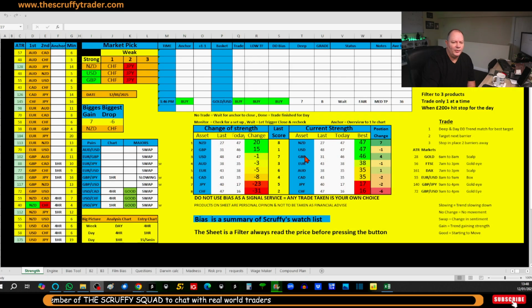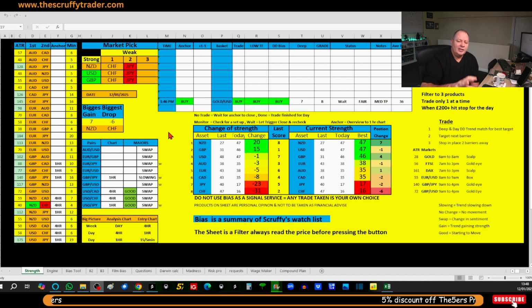Sent me an email, a little bit confused about double strength and what that means. Well, it's easier to show you. If I flick this over, if you look at my strength sheet, now I work this out myself. It's not something I share because it's my own personal interpretation. But it's normally there or thereabouts, okay?